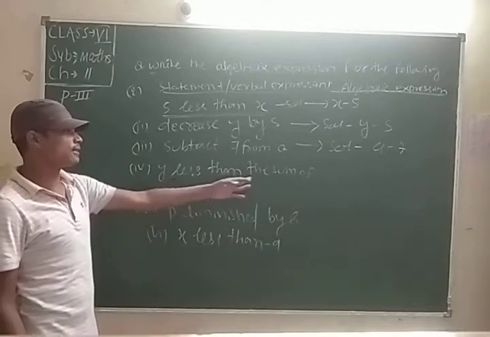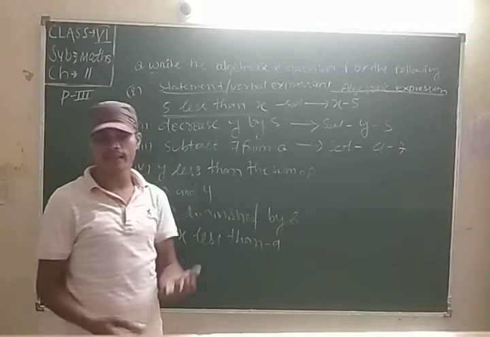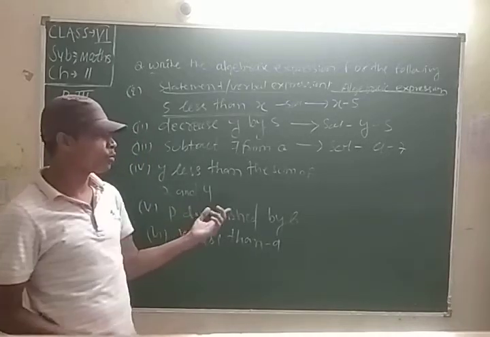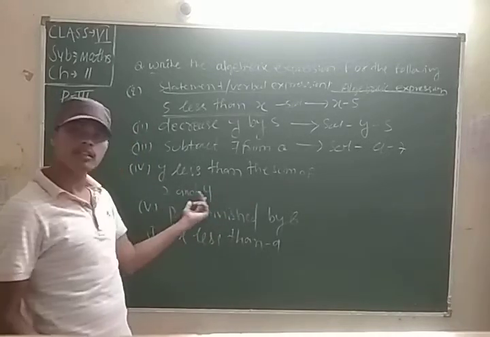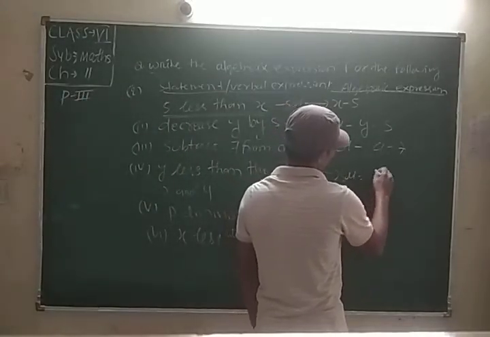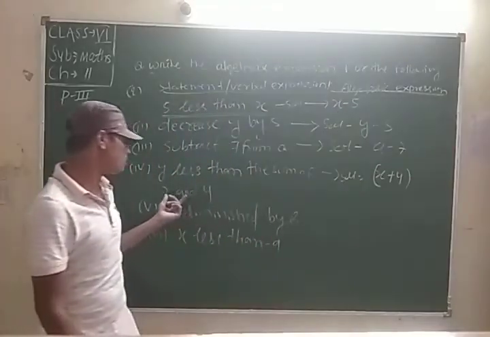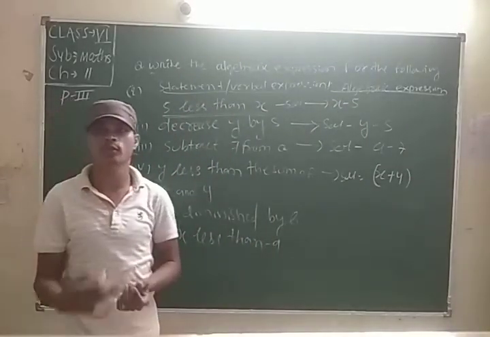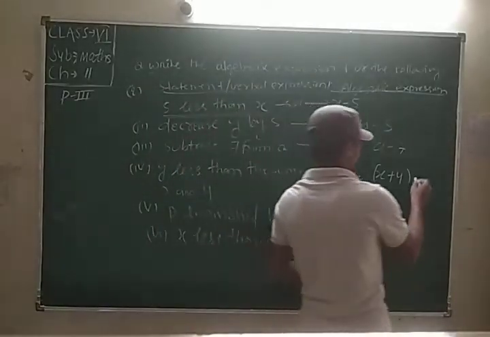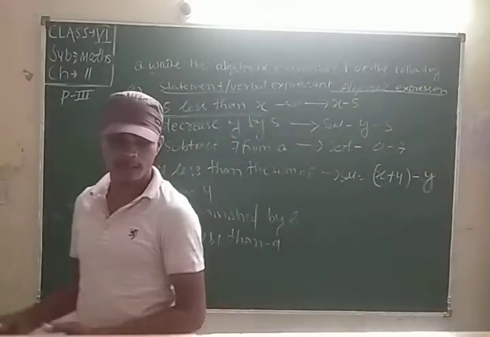Now y less than the sum of x and 4. Here y is less than the sum of x and 4. Sum means x plus 4. Then y is less than the sum of x and 4. Now what sign do we use for less? Clear about it? How can we write it?